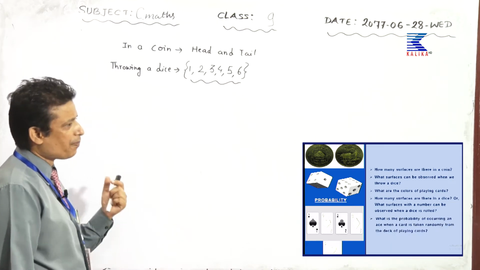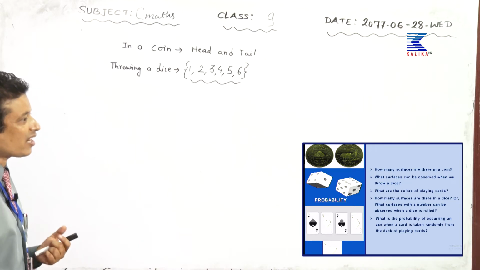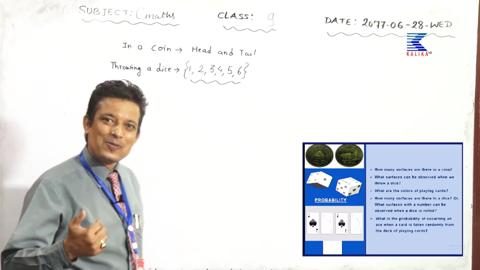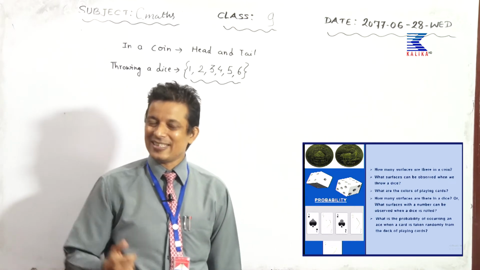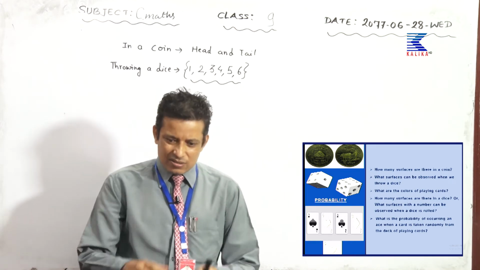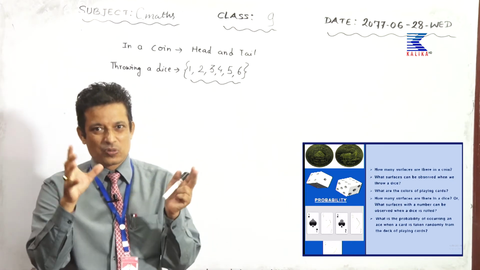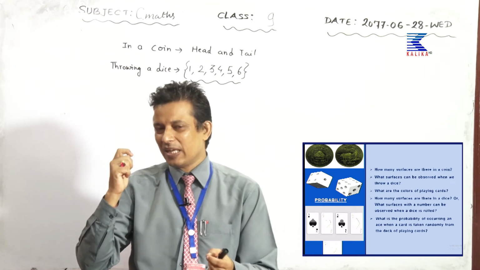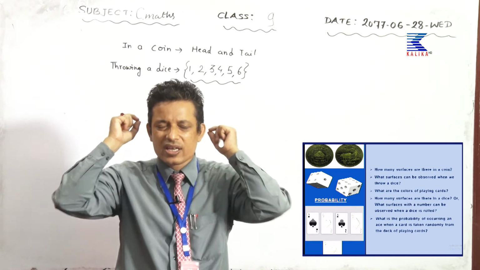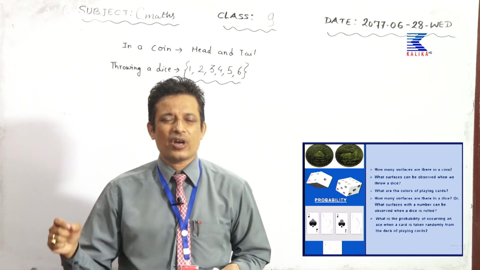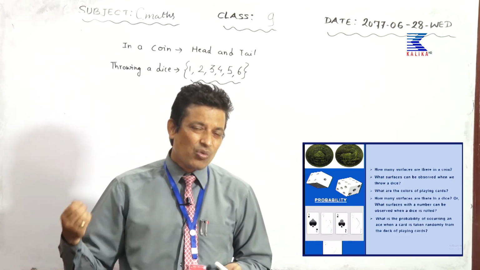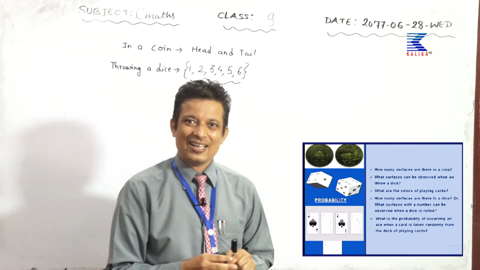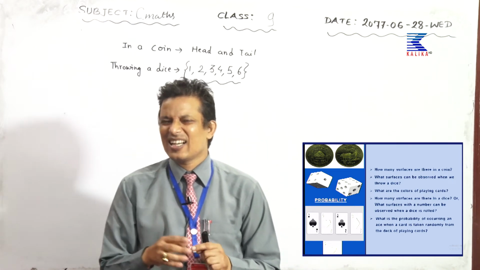Next question, what is the probability of occurring an ace when a card is taken randomly from the deck of playing cards? Now, we have entered into the term probability. Let us suppose I have a deck of 52 playing cards and I want to pick up a card randomly. At random means without a plan, without looking. What is the probability that the card I picked up is an ace? A question related to probability is asked. It is so simple, dear student.